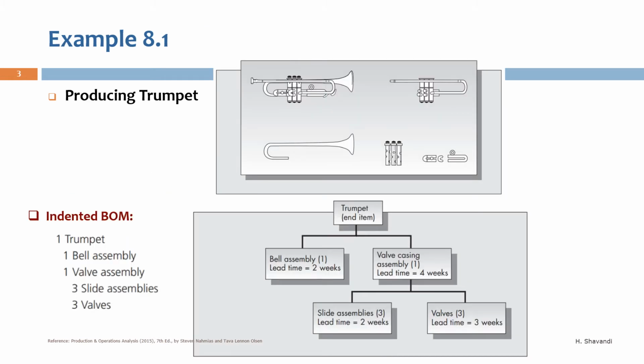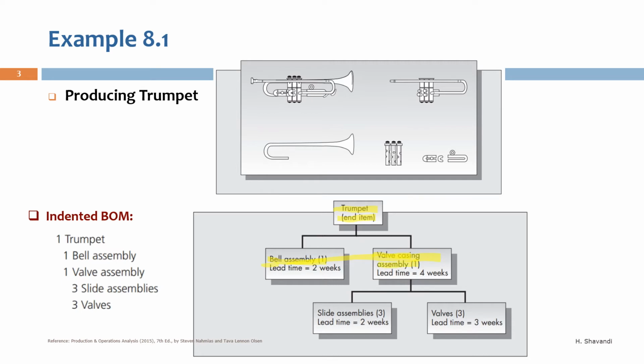Let's have an example here. In this example, we are assuming that we are going to produce a trumpet. And here we have the BOM or bill of material of producing a trumpet. In the first level or top level, we have the end item, which here is trumpet. In the second level, we have the components that we need to have in order to produce one trumpet. So here, as you see, we need one bell assembly and one valve casing assembly.